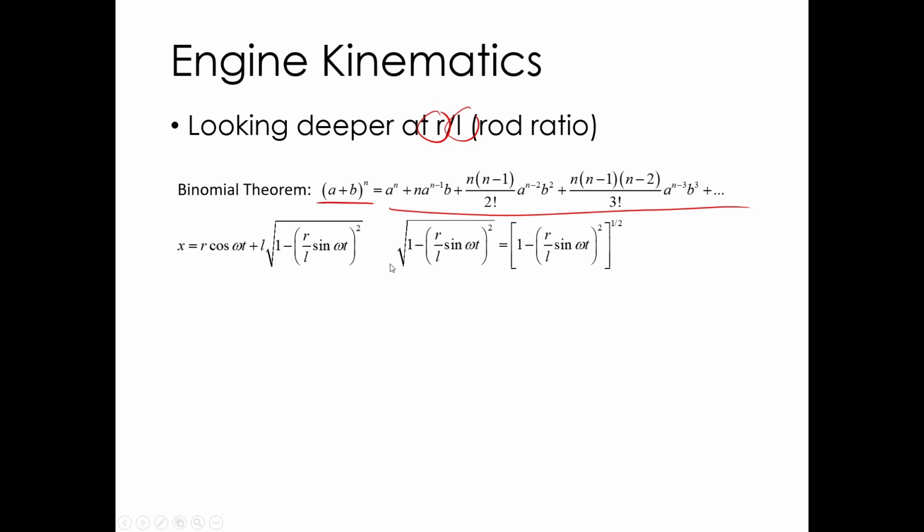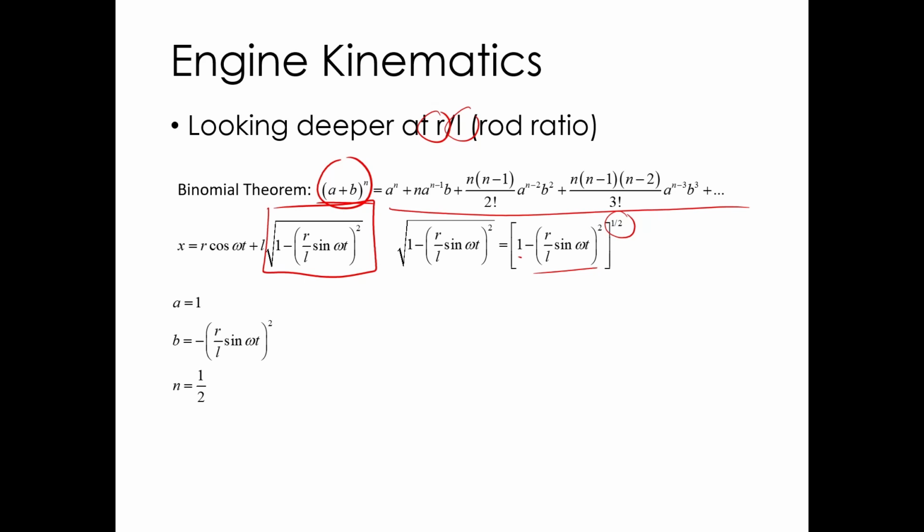We're going to take just this piece of it, and we're going to turn it into the form (a + b) to the nth power. Just to rearrange this a little bit, the square root is really just the half power, so that's going to be our n, it's going to be 1/2. A is going to be this, and b is going to be minus r over L sine omega t, all squared.